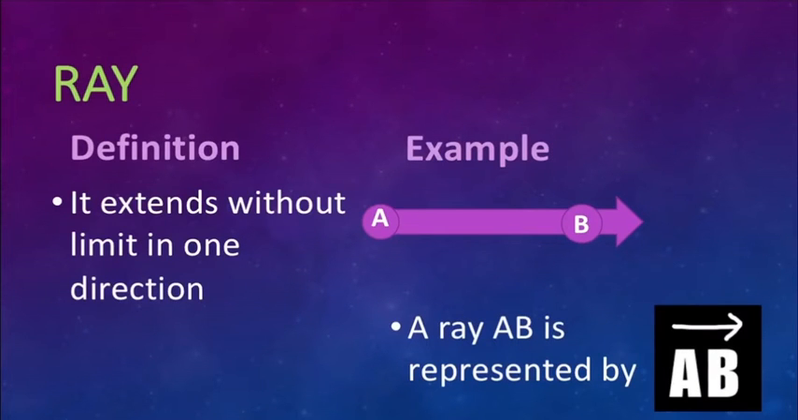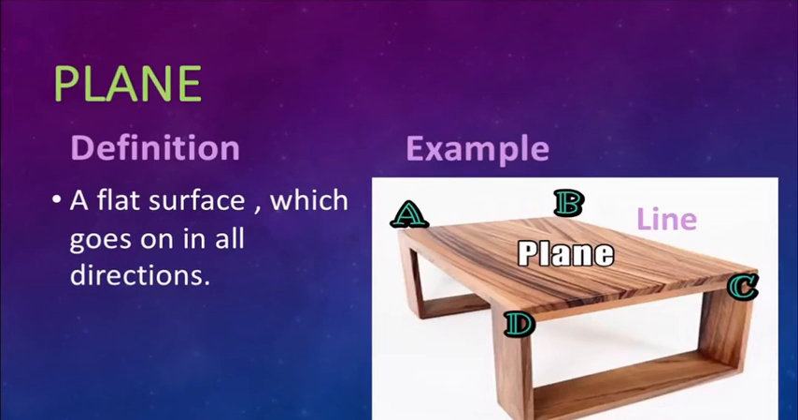The next is ray. What is a ray? A ray can extend in one direction, but a line can extend in both directions. What is a plane? A flat surface which goes on in all directions is known as a plane.